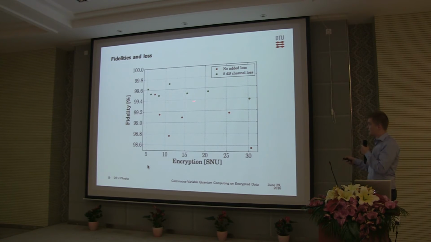And this performs better when you add loss, because essentially the loss makes sure that you are closer to vacuum, and if you decrypt poorly, well, you're still pretty close to vacuum. So it looks like you can do better. But of course, your quantum information is still lost.